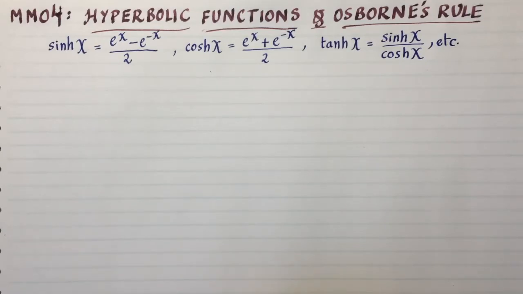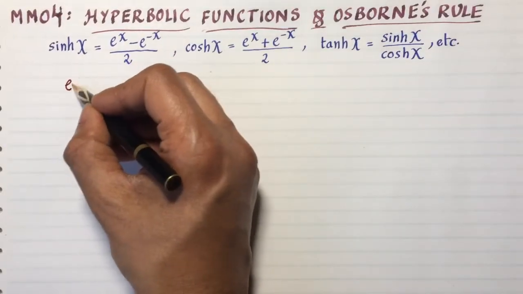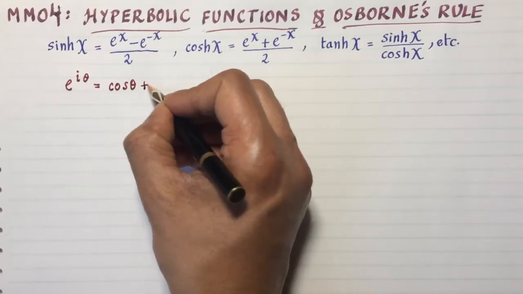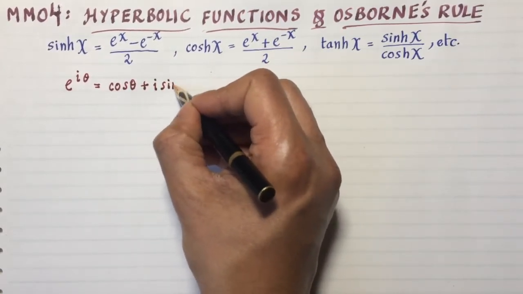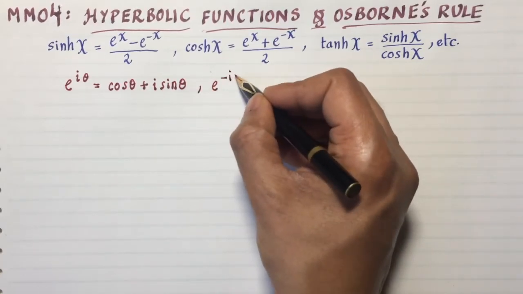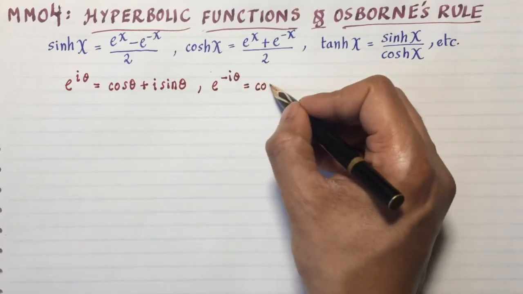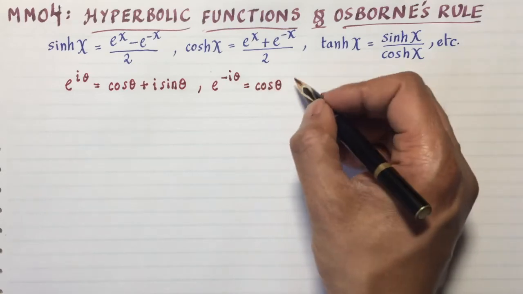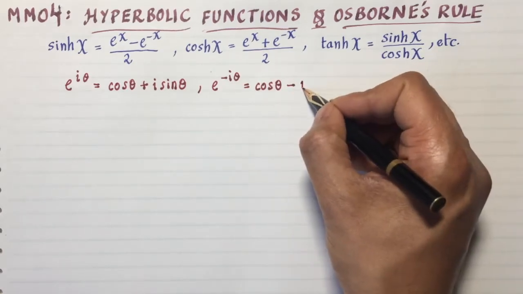My main concern here is the connection between hyperbolic functions and trigonometric functions. There actually exists a connection thanks to the great formula by Euler. Euler's formula, recall, is e to the i theta is equal to cosine theta plus i sine theta. Theta here is measured in radians. Similarly, e to the minus i theta is cosine theta minus i sine theta. If I change theta to minus theta, the cosine term will be unaffected because cosine is an even function, but the sine will become minus sine.